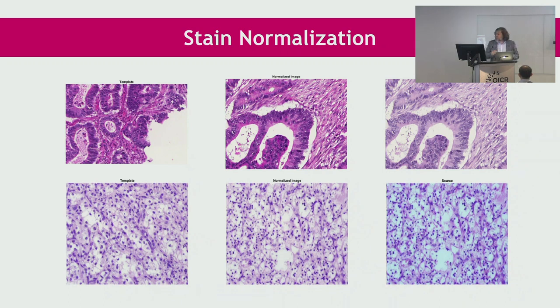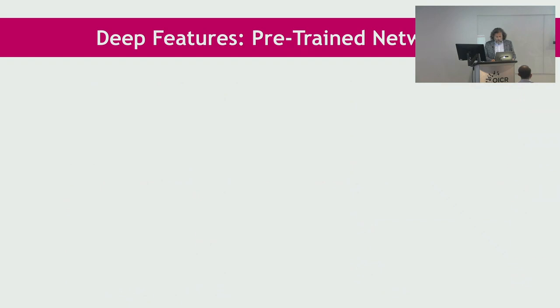Oh, this is very intense. It seems that there is a big structure. No, it is two cell nuclei attached to each other because of the staining. Things like that. So now the computers have to deal with that. And one of the things that we do is stain normalization.